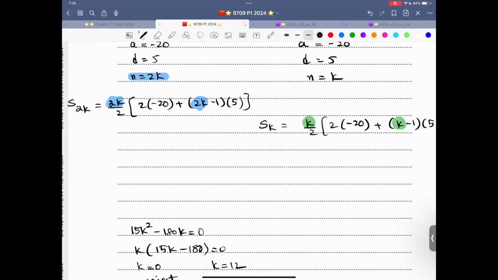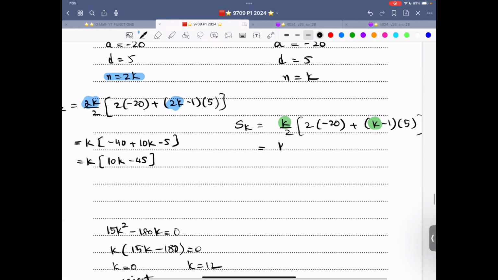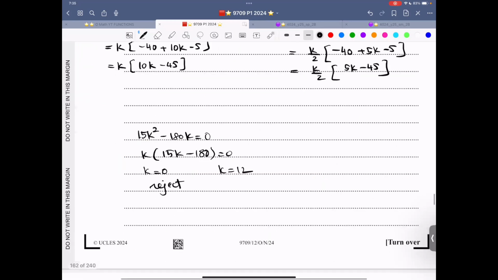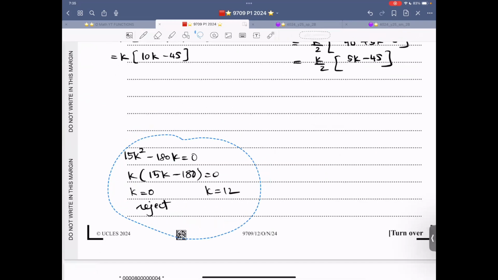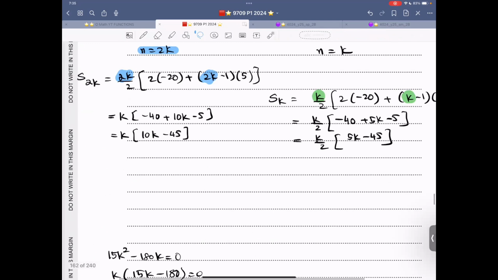Now let's simplify both of them. So this is K, this is minus 40, this is 10K minus 5, this is K, and this is 10K minus 45. Leave it as it is for right now. Sum of K terms. So now this is K over 2, this is minus 40 plus 5K minus 5. This is K over 2, 5K minus 45. Now it says sum of first two K terms that will come up later. Let me write it over here. So sum of first two K terms.